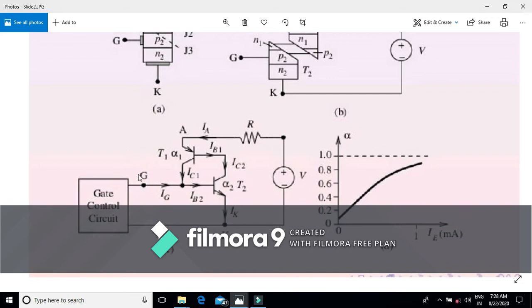This is just like the previous circuit. We are applying the forward voltage. This is the load, and this is the gate control circuit.